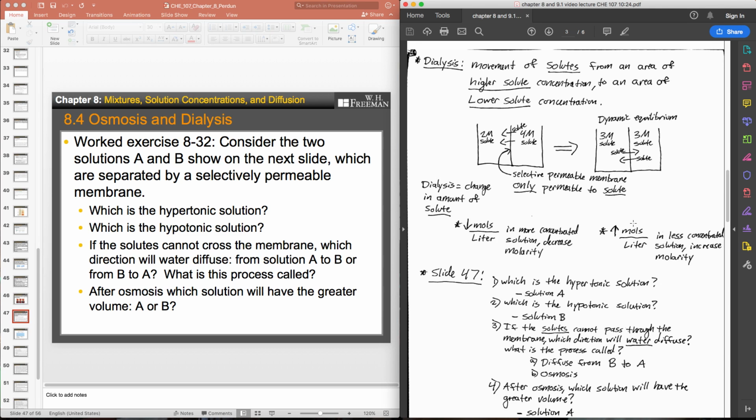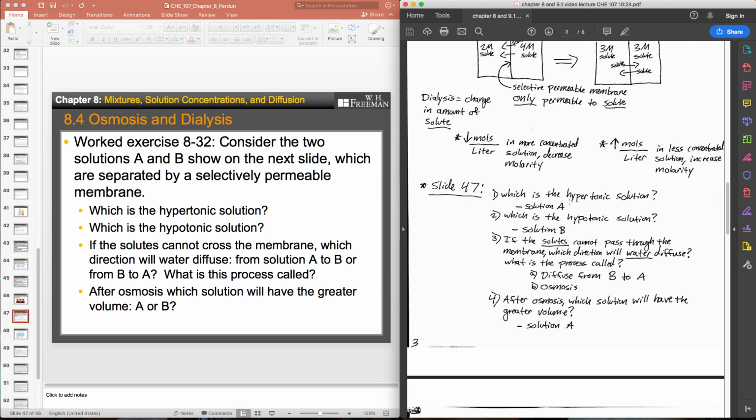The opposite is true for the less concentrated solution. So we're increasing the moles, right? Because the moles are coming from the more concentrated solution and they're entering the less concentrated solution. Therefore, we're increasing the moles of that solute and we are successfully increasing the molarity, okay?